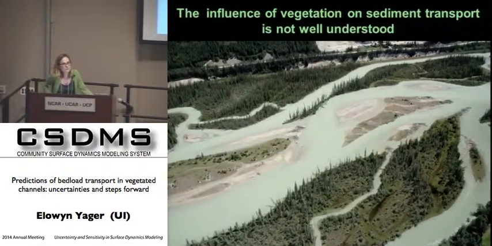Although there's been a lot of work on the influence of vegetation on flow and turbulence, there hasn't been a lot of research devoted to understanding how vegetation actually impacts bed load transport. And so the fundamental mechanics of how vegetation interacts with flow turbulence to then interact with bed load transport hasn't really been investigated. Oftentimes we just assume, okay, we add vegetation and it increases drag, therefore it reduces flow velocity, we reduce sediment transport rates, and have deposition.